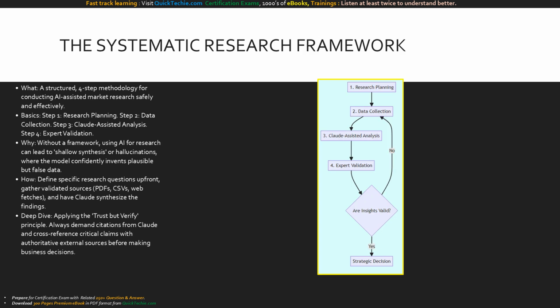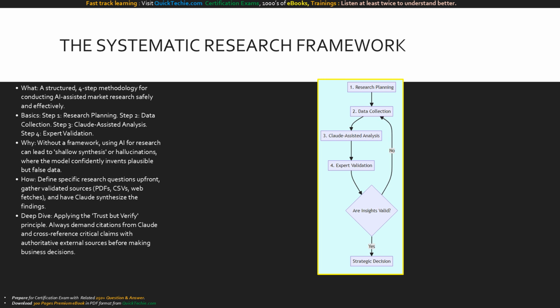To succeed with Claude, we must replace chaotic searching with a systematic research framework. This involves 4 critical steps. Step 1 is research planning, defining specific, measurable questions. Step 2 is data collection, where you gather authoritative sources like industry reports or competitor documentation. Step 3 is where Claude shines, Claude-assisted analysis. Here, the AI synthesizes your gathered data, looking for themes and contradictions. Finally, Step 4 is expert validation.